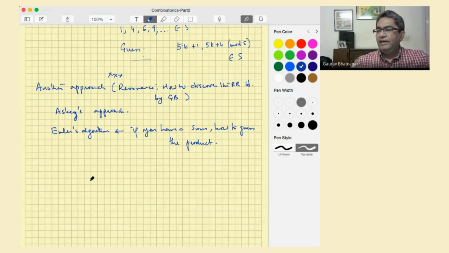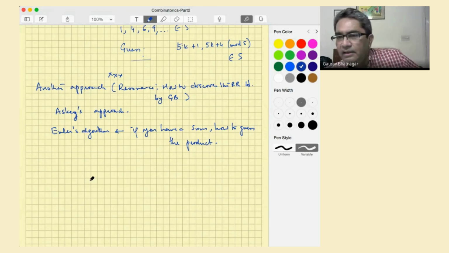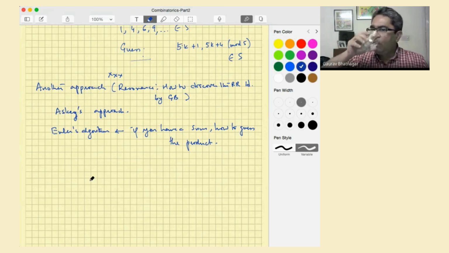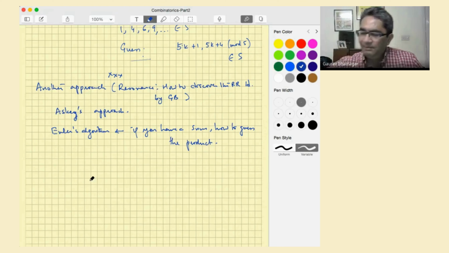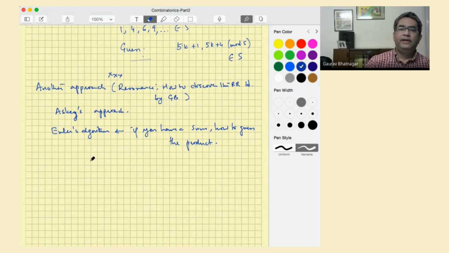This is a bona fide algorithm. People use it, so they get a lot of sums, and then they apply this algorithm on the computer to guess the product side. So we'll try it on this guy. We'll try it on the second Rogers-Ramanujan identity. I'll show you that.